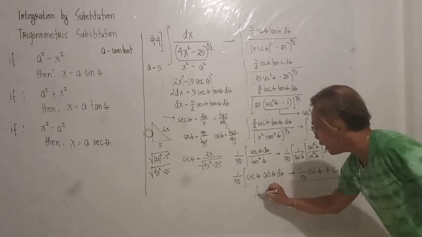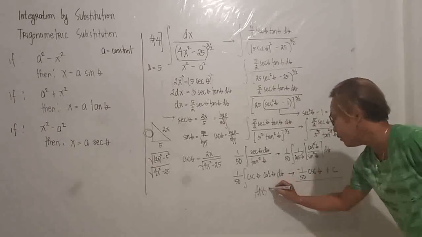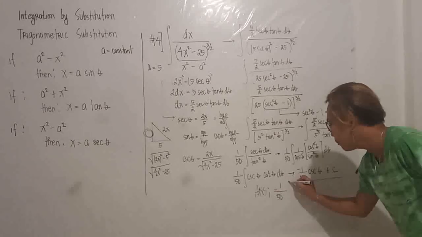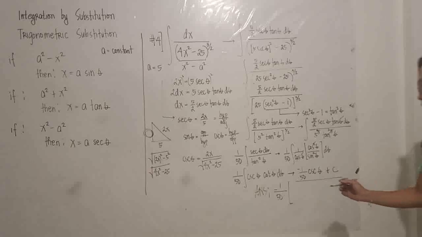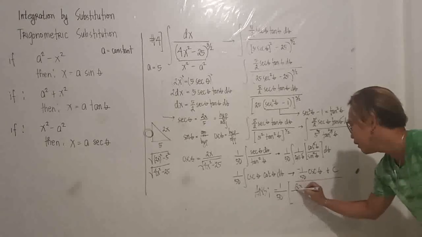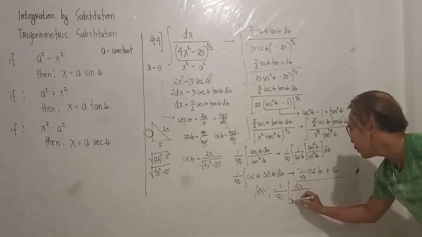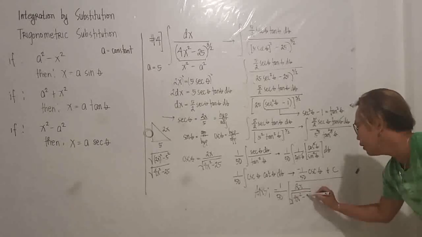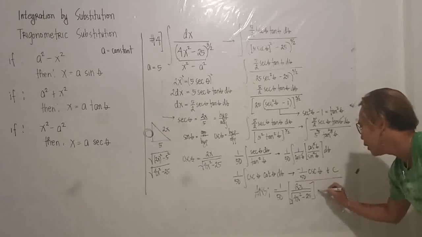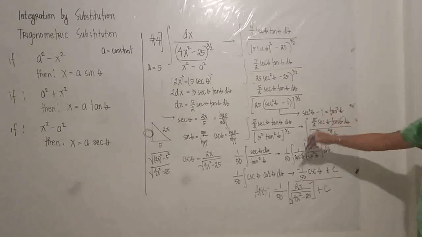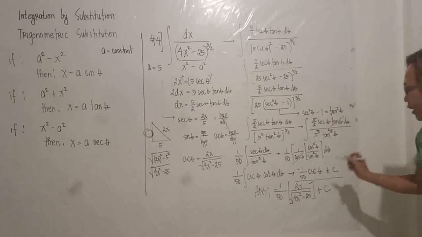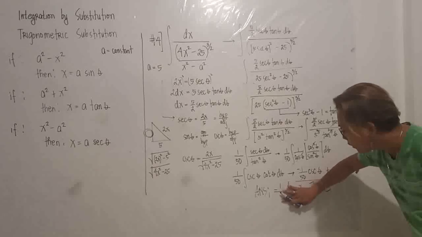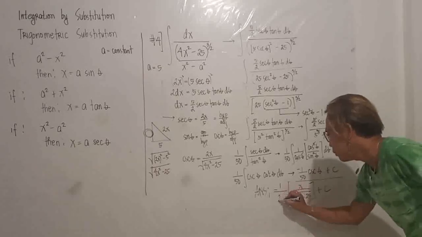So for the final answer, that is negative 1 over 50 multiplied by the cosecant, which is 2x over the square root of 4x squared minus 25 plus c. But since you have 2 over 50, this can be simplified to 1 over 25.